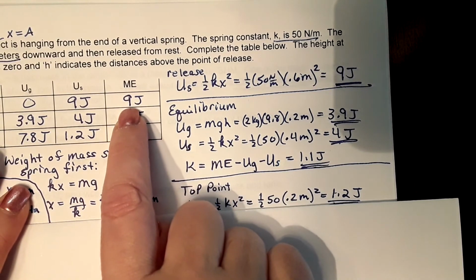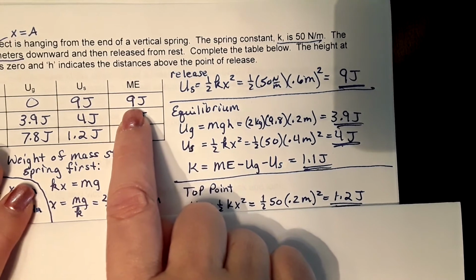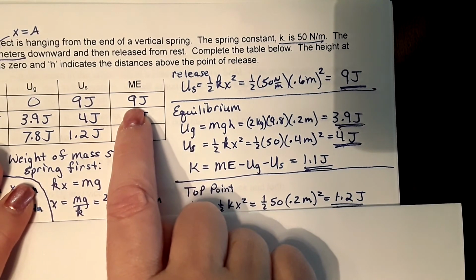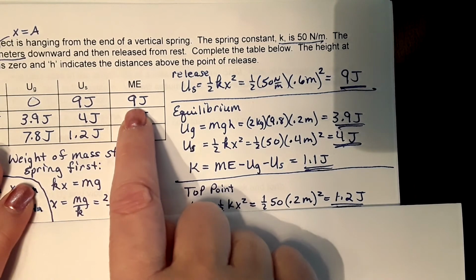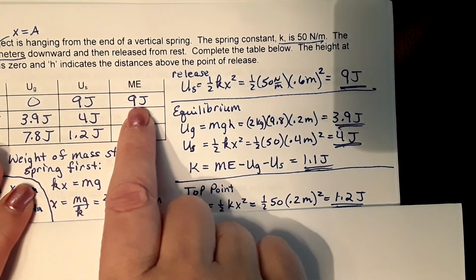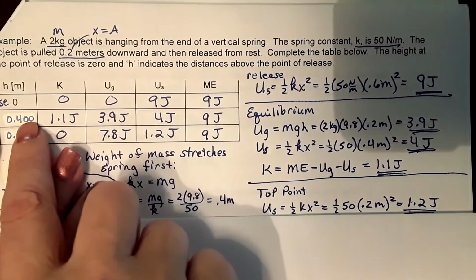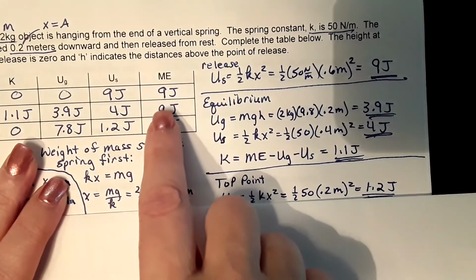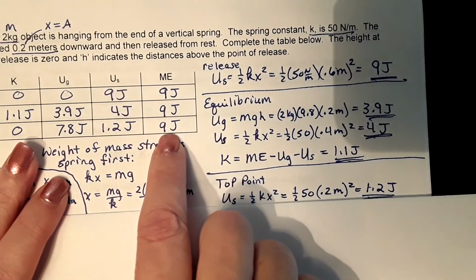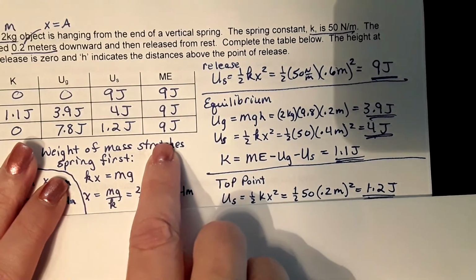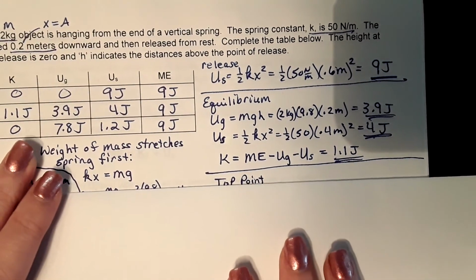Now, here's a nice trick. We know that for ideal systems like this mass oscillating on a spring, mechanical energy is conserved. So if the mechanical energy is 9 joules at the bottom where we release it, then it's 9 joules at the other points as well. So I went ahead and filled those in, okay? All right, so now let's take a look.